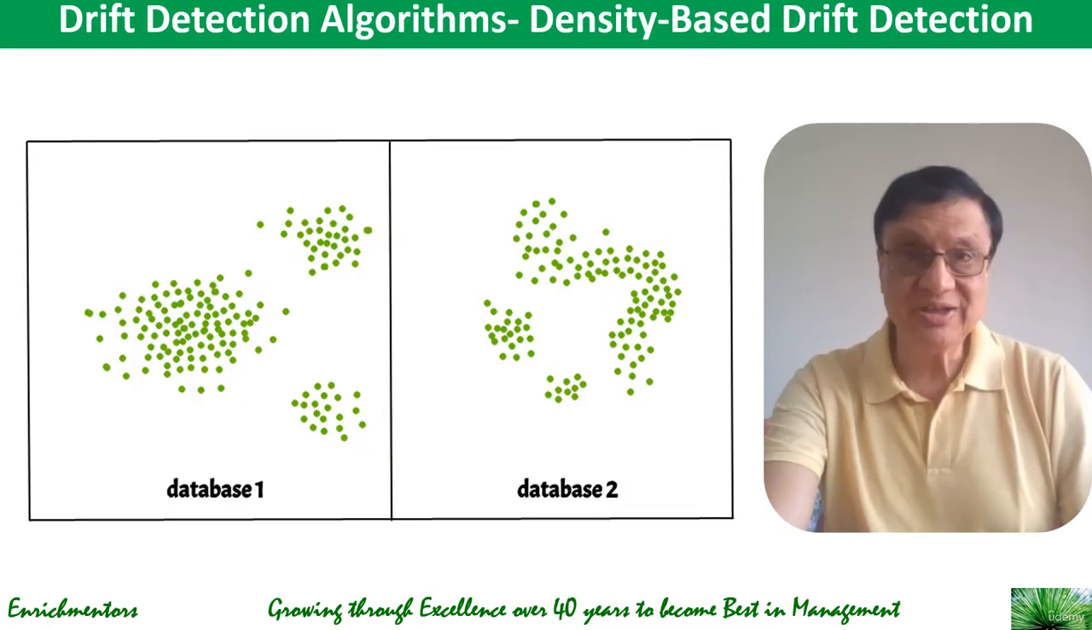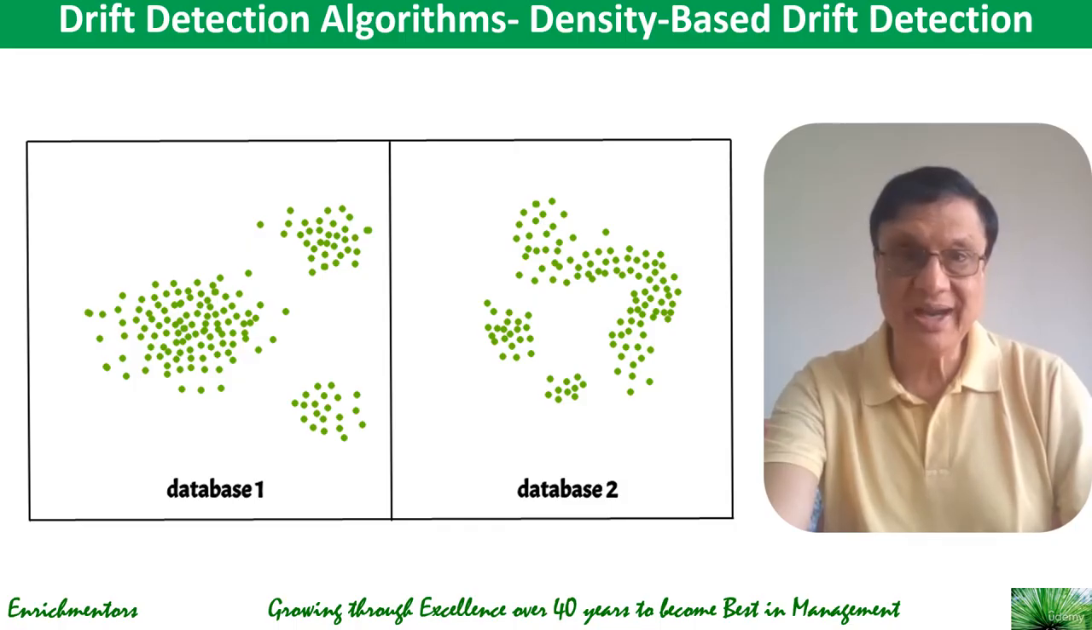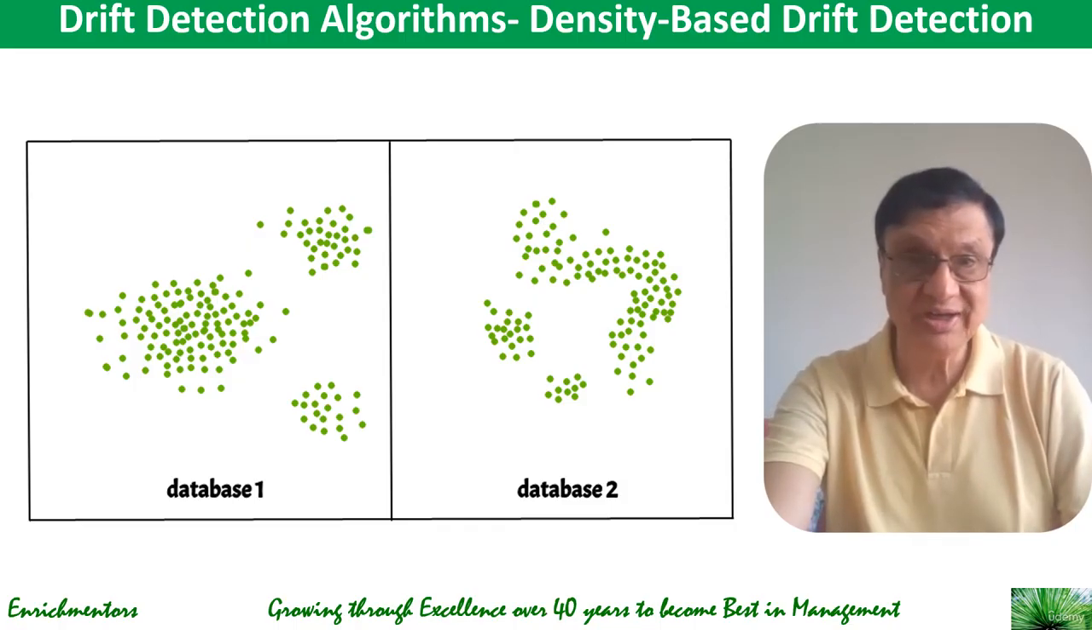Then you can use density-based drift detection algorithms such as DBSCAN or Gaussian mixture model to cluster incoming data and compare the cluster assignment with historical data. So you see here in these different datasets that the clustering is quite different between the two, and it says there is a drift in the data. So changes in cluster centroid or density could indicate data drifts.